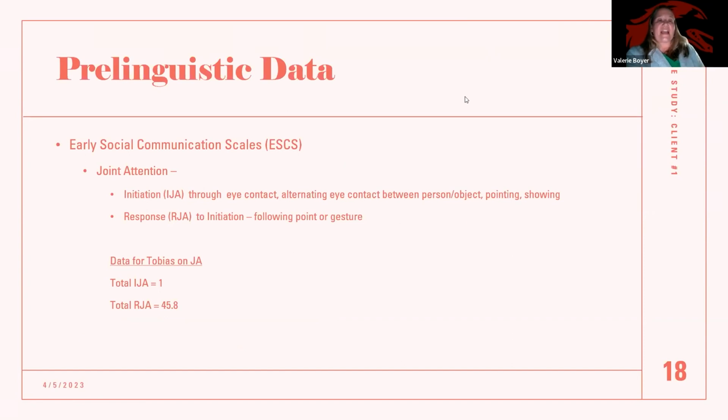If we look at Tobias's data on joint attention specifically, the ESCS separates out the initiation of joint attention and the responsiveness to joint attention. He was much stronger in the responsiveness to joint attention, meaning that he would follow things like points and gestures, but he had minimal initiation of joint attention.